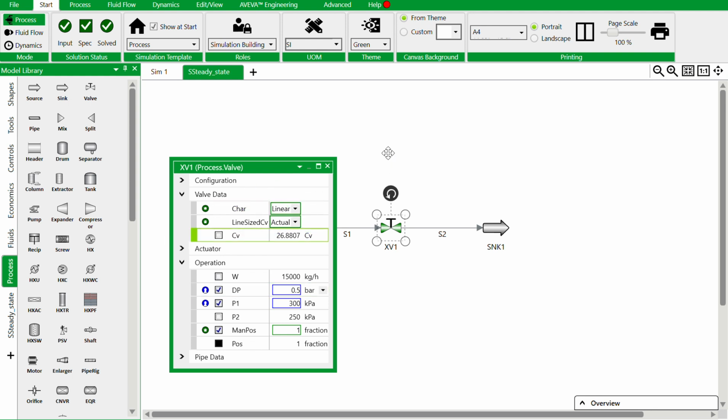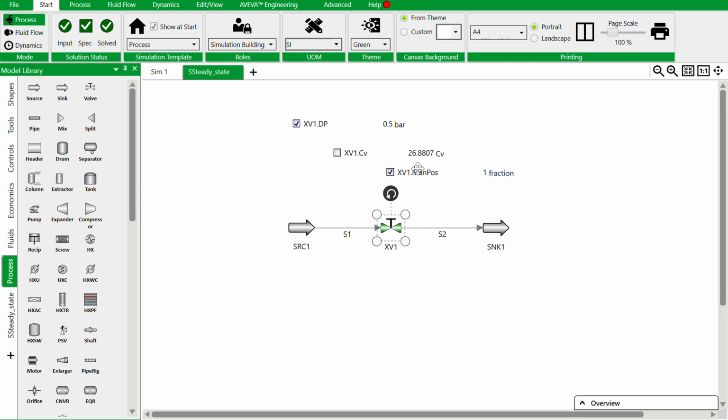So we can put CV here, and we need the pressure drop across the valve for the dynamic model, and this is the input pressure which we have given. The manual position of this opening can also be taken here so that we get an idea about its impact on the simulation. Until now our model is in solved state. If you look, all the tick boxes are green, that means our simulation is in solved state.